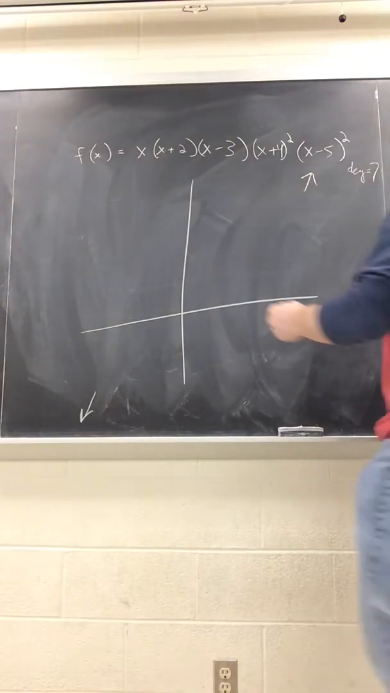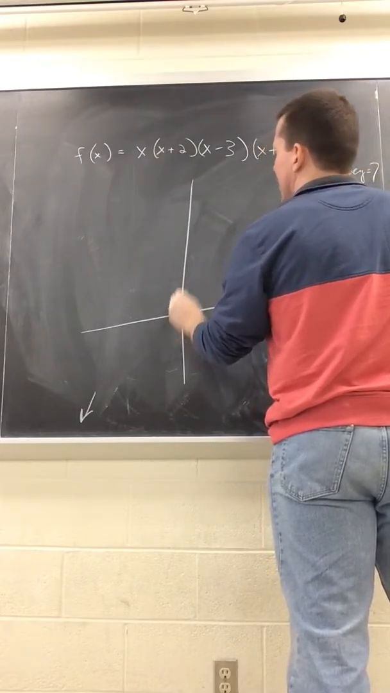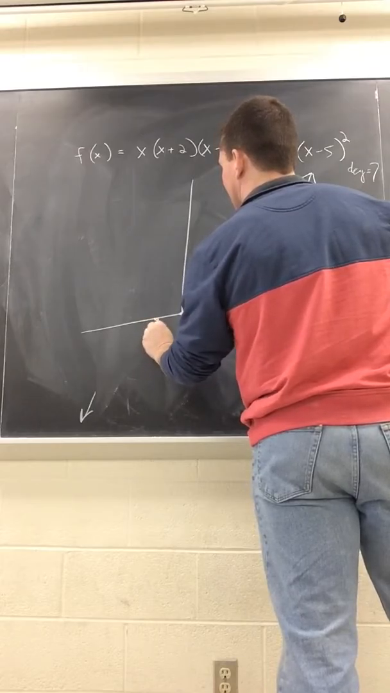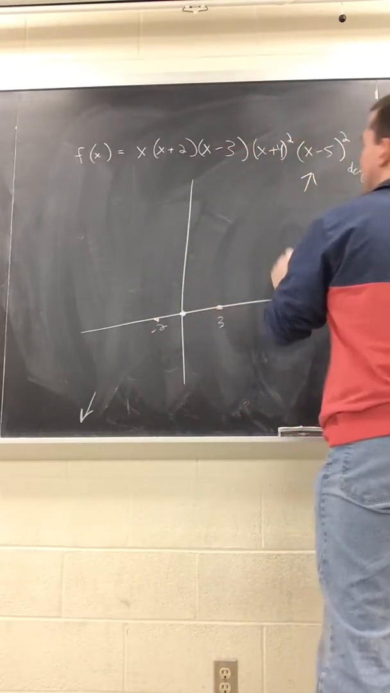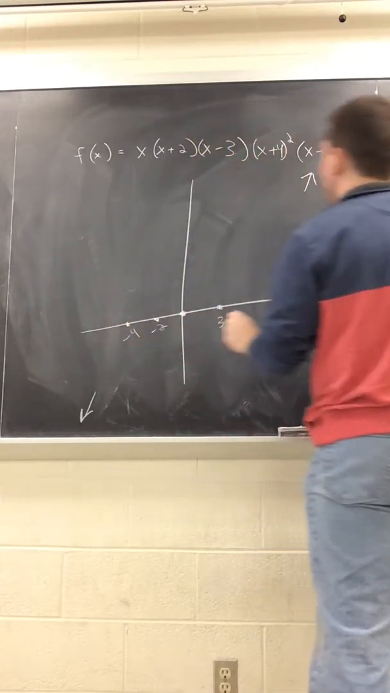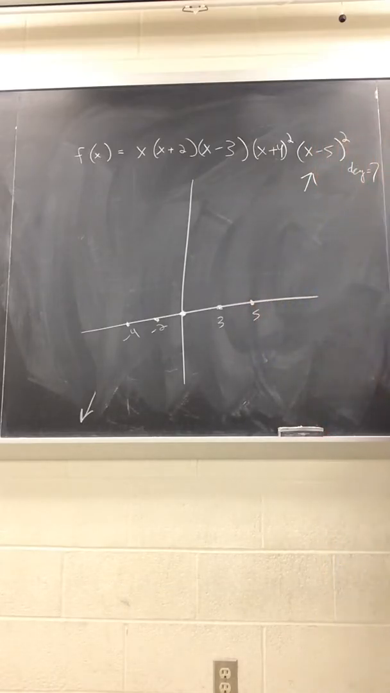Now plot the zeros. X out in front gives me a 0 at 0. X plus 2 gives me a 0 at negative 2. X minus 3 gives me a 0 at 3. X plus 4 gives me a 0 at negative 4. X minus 5 gives me a 0 at 5. Now I have all my zeros.